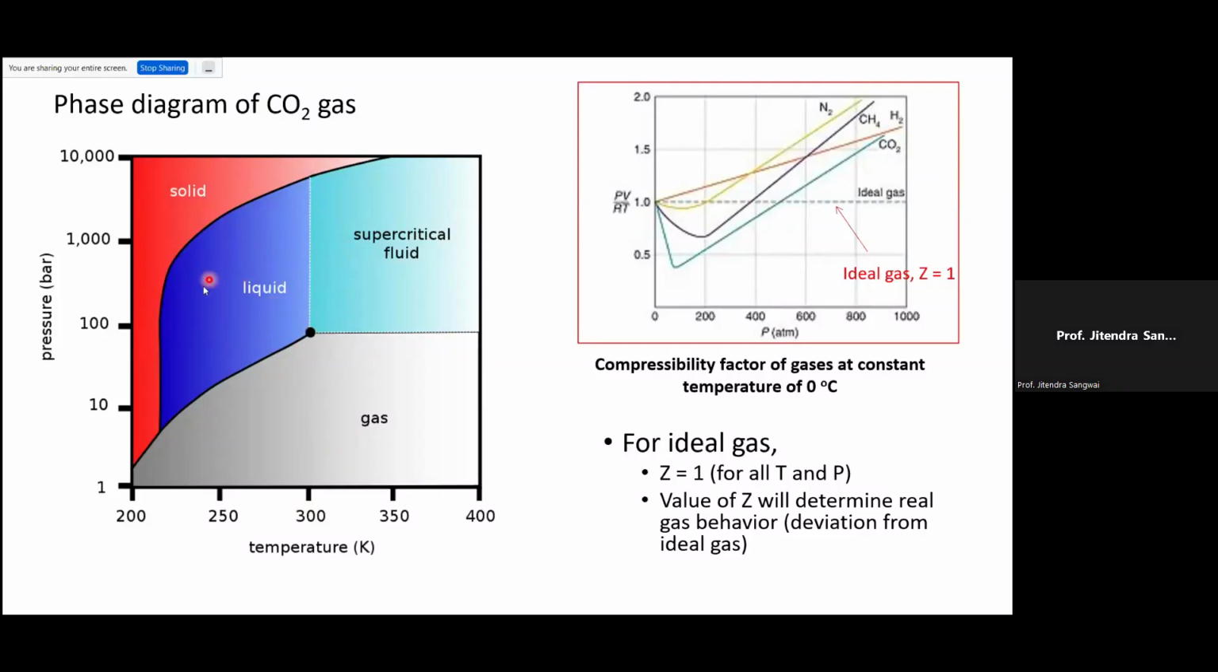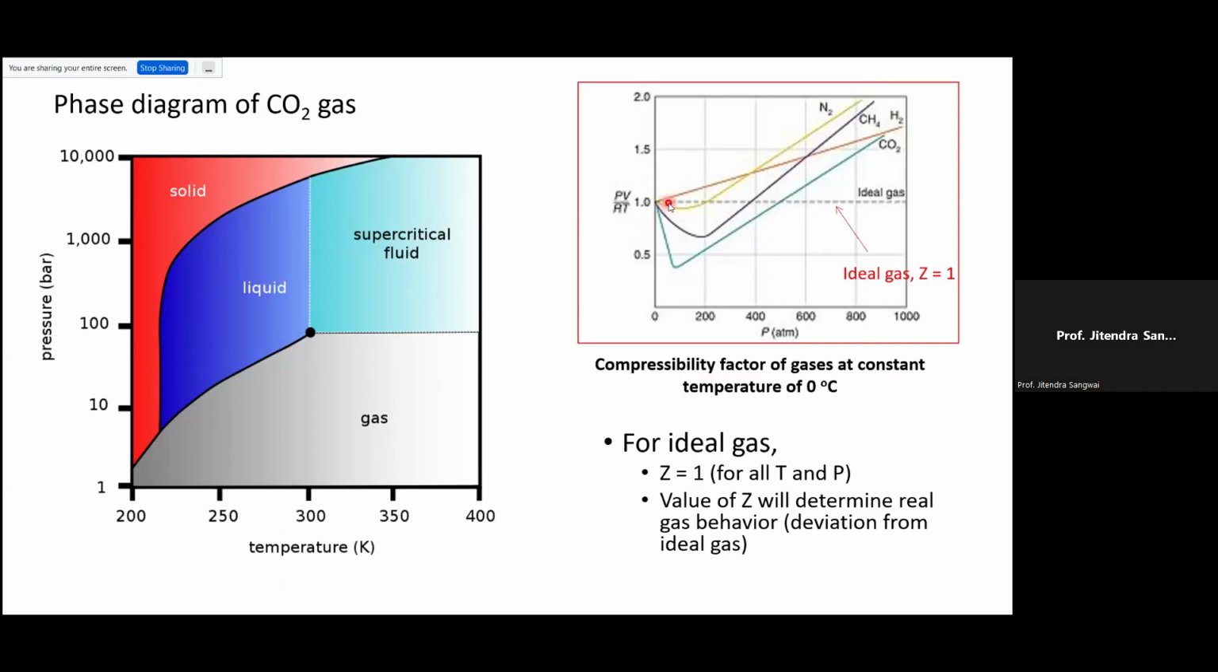Any condition of pressure and temperature over here makes the CO2 a liquid, any condition over here makes it a gas, and any condition over here makes it a liquid, right? It also has a very peculiar property when you talk about the compressibility factor. This graph shows that the compressibility of hydrogen is always more than 1 as the pressure increases, right? At STP, all gases remain ideal, and therefore Z, the compressibility factor, in PV equals Z nRT, is 1 for most gases at standard temperature and pressure.